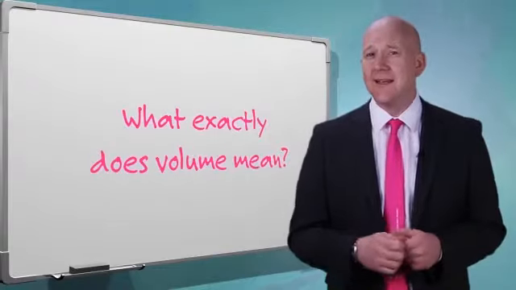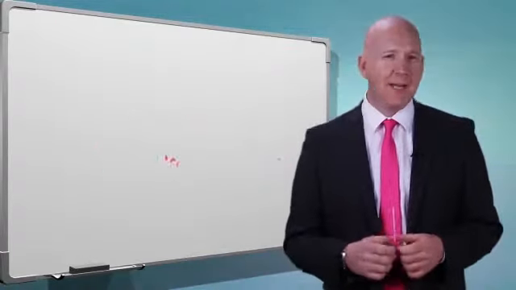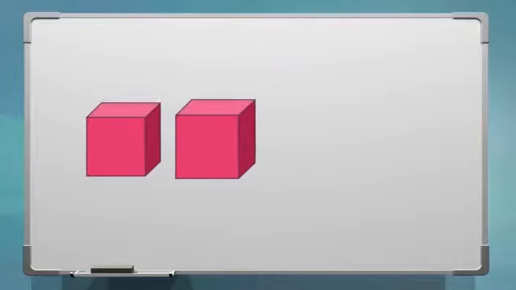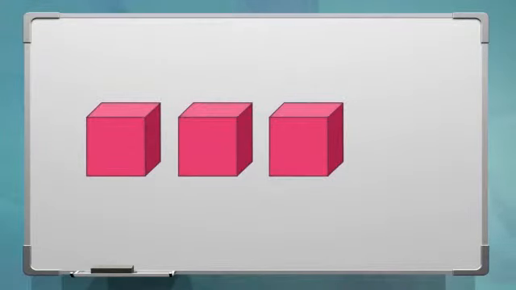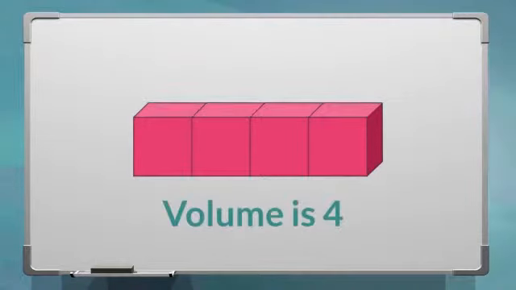Well, basically, the volume is the amount of small cubes within a three-dimensional shape. Here's a cube, here's another one, and another one, and another one. We can join them up to make a cuboid. The volume of the cuboid is therefore 4. We will come on to units later on.